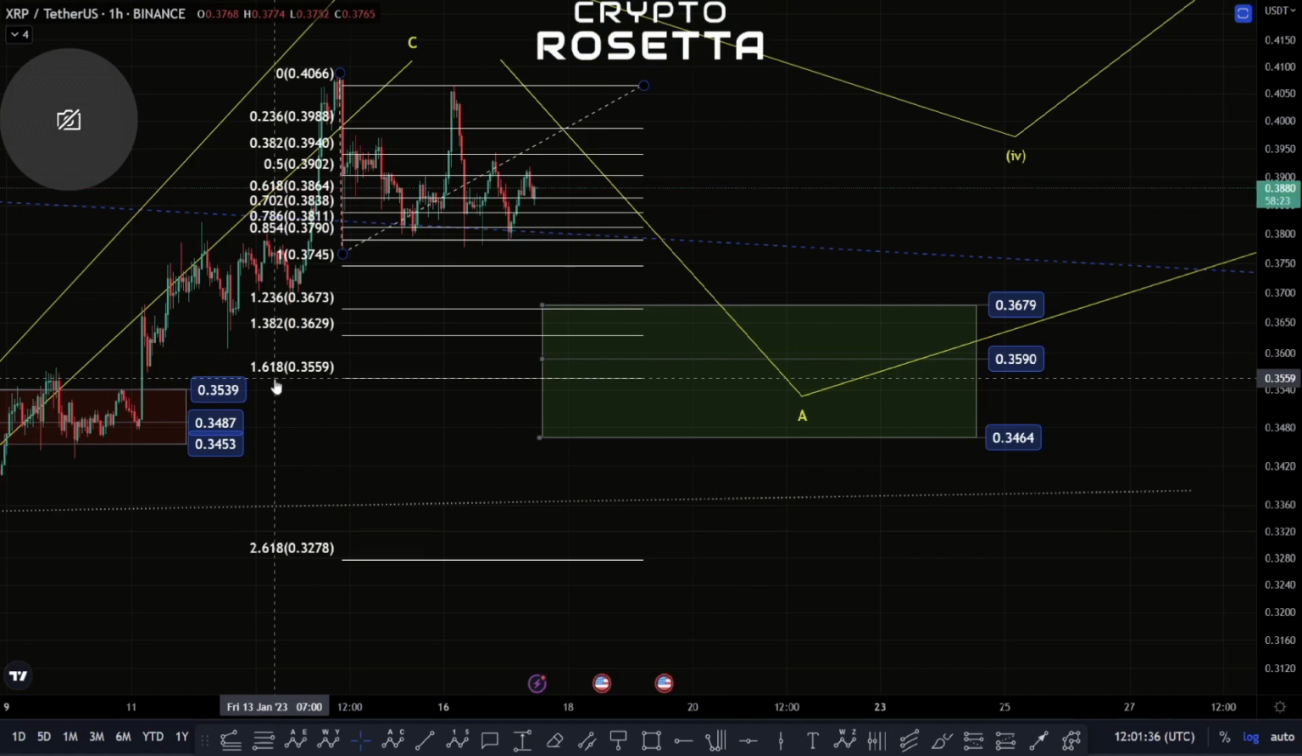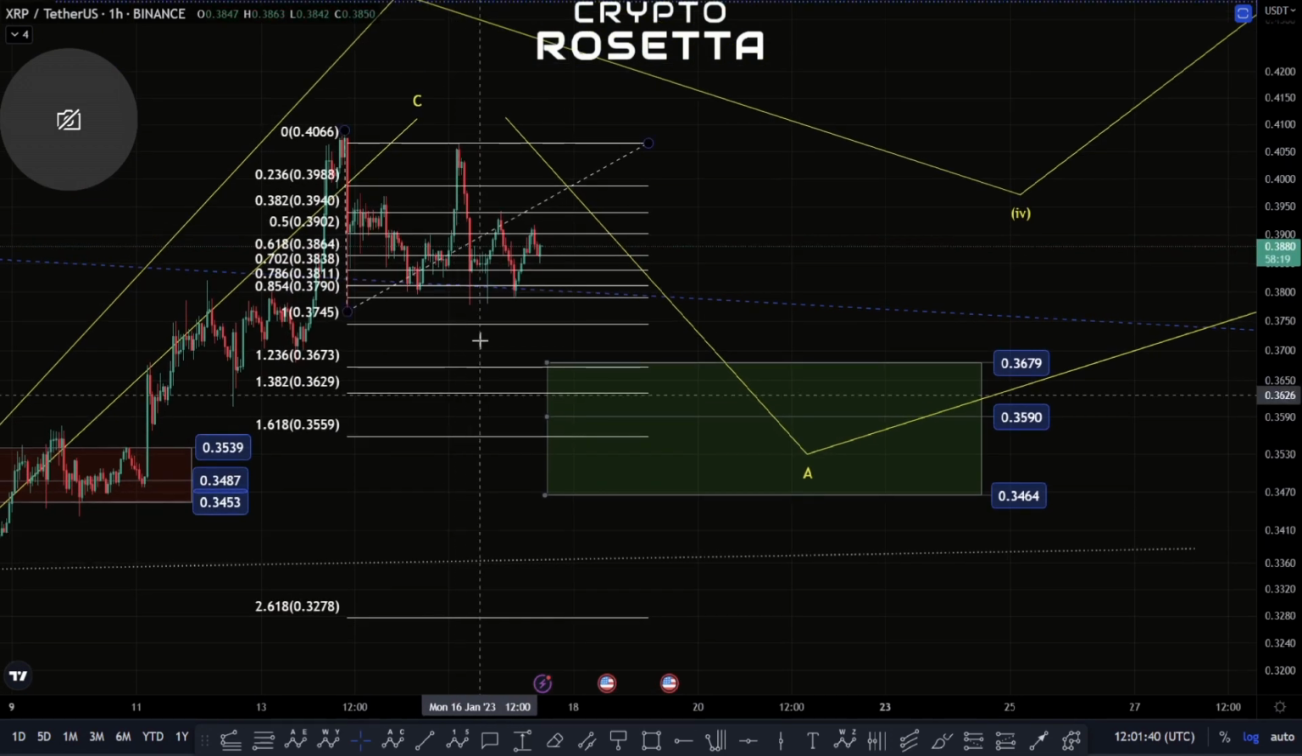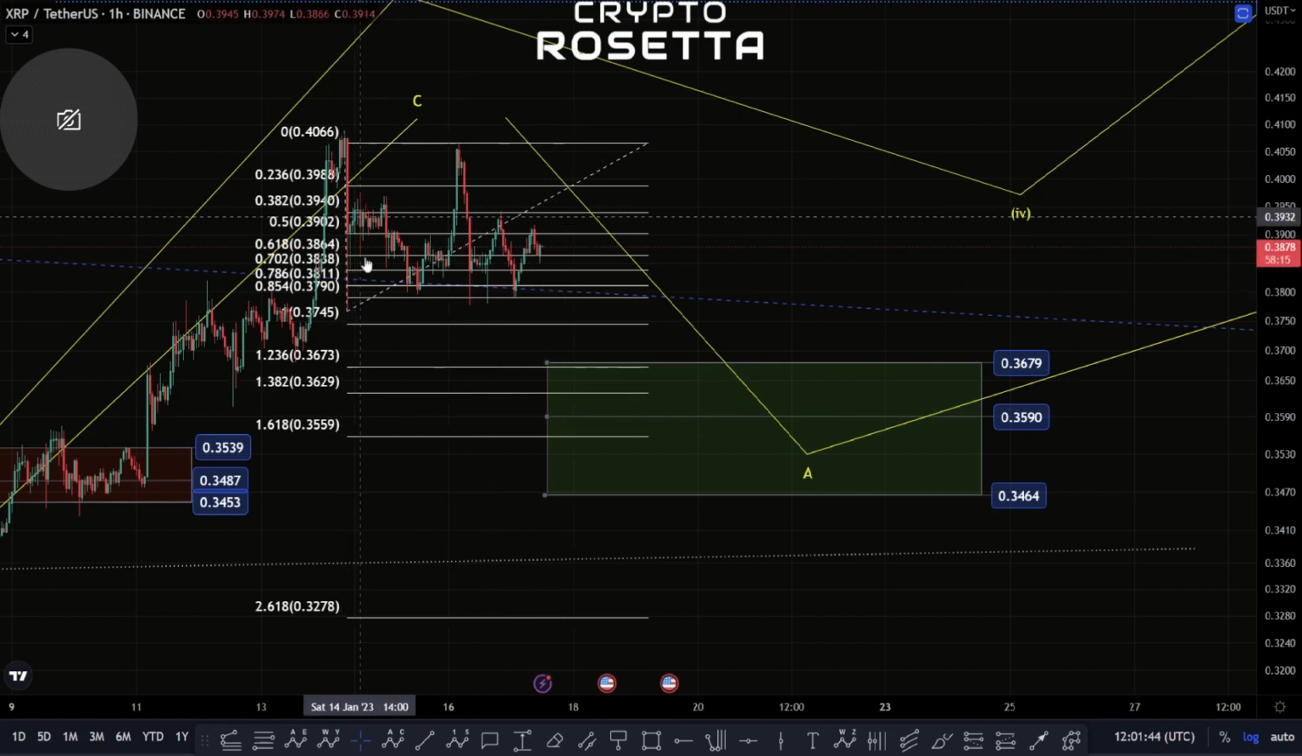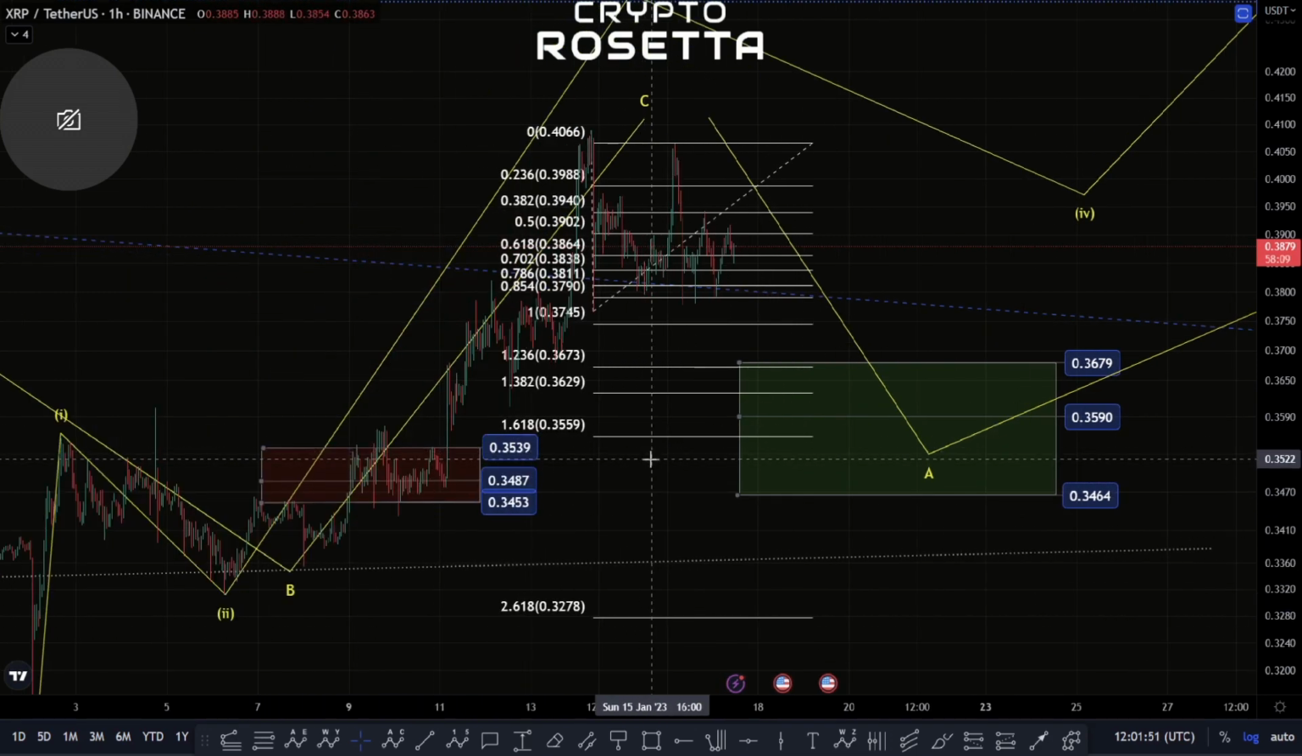if we move past this 1.618, so this 3559 in a 5-wave move, what we'd then have to be careful of is the fact that we could have this as a 1-2 and then we look to break down. So that's an area I'd be watching out for as well.